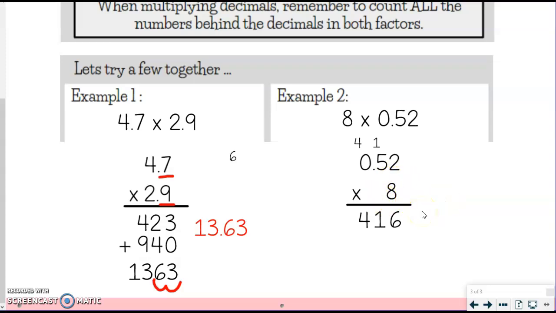So now we just need to figure out how many numbers are behind our decimal. Well, up here in this factor, we have 5 and 2, so those are 2 numbers behind the decimal. 8 is not behind the decimal. It's in front of the decimal. I know you can't see the decimal, but remember, when we talked about it last video, whole numbers always have a decimal behind them. So we just have 2 numbers behind the decimal, so we go 1, 2 again, and we end up with 4.16. There we go. All right.